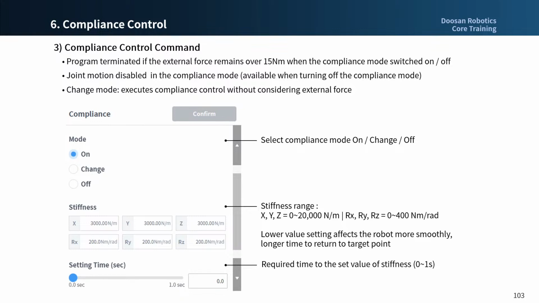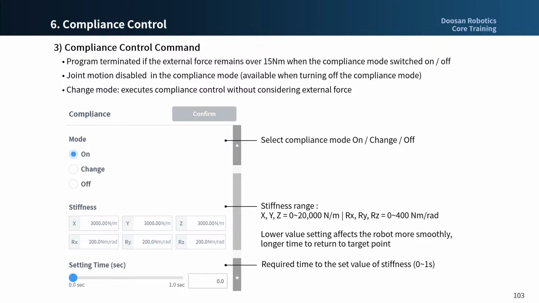And compliance command can be used with on, change, and off mode. Change means changes stiffness. So when you turn the compliance on and off, the robot will stop the program due to the joint torque sensor error if there is an external torque of 15 Newton meter or more. Therefore, the robot should be run without external force when turning on the compliance. And the stiffness can be changed without external force.